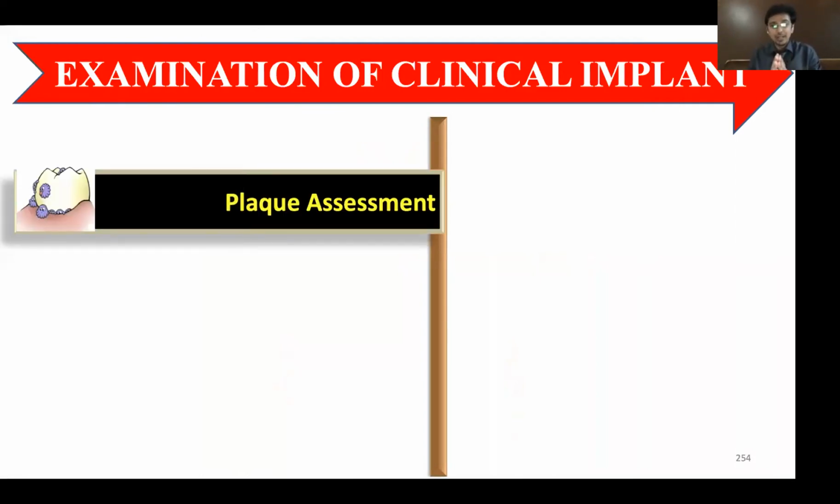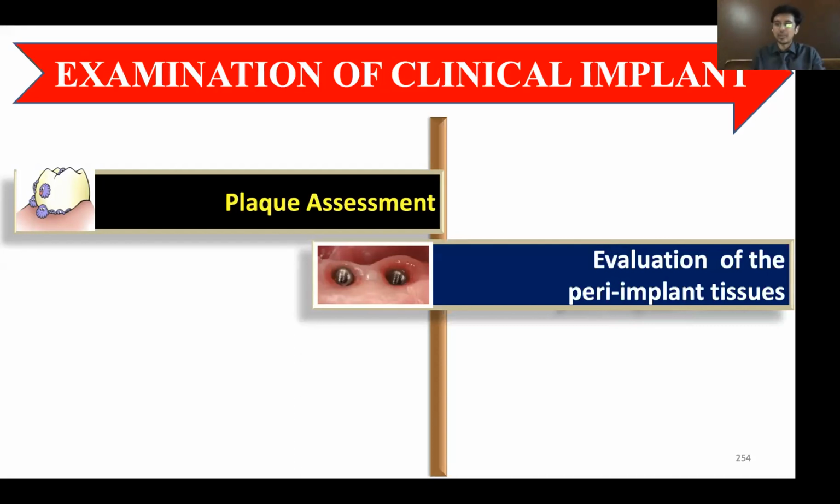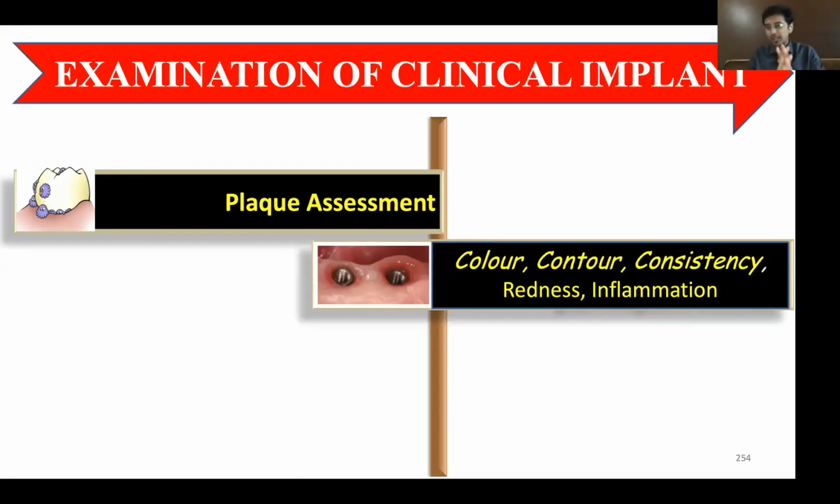PDL is a very powerful tissue. Are you getting the point? The entire GTR modality in perio, the entire orthodontic specialty is based on periodontal ligament. PDL is absent in implants, which means regenerative potential around an implant is lesser as compared to a normal tooth. So always remember this thing. Check for plaque again and again. Always evaluate the peri-implant tissues for color, contour, consistency, etc.